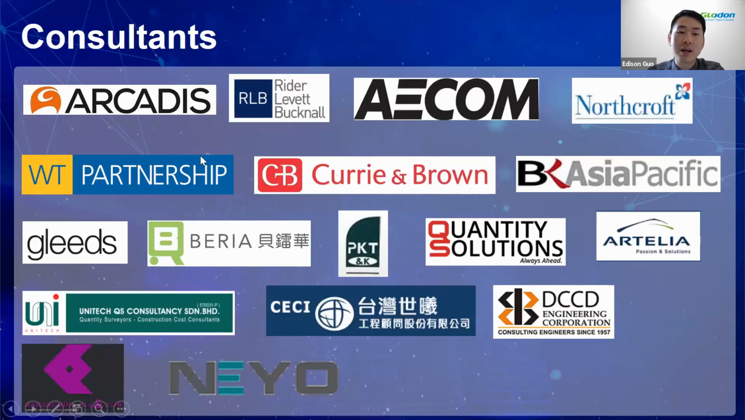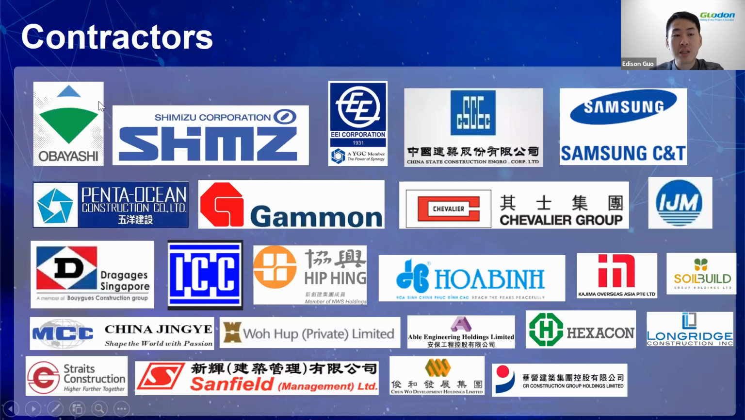Here are some of our clients, our users. They include world-leading consulting companies such as Arcadis, which you already know, almost the number one consulting company in this field in the world, RLB, AECOM, Northcroft, WT Partnership. They're all big companies, and they're all using our Cubicost as their measurement software. Our users also include leading contractors, for example Obayashi, Shimizu, Samsung, and also China State Construction. They are using our software in multiple countries and on more than 1,000 projects.